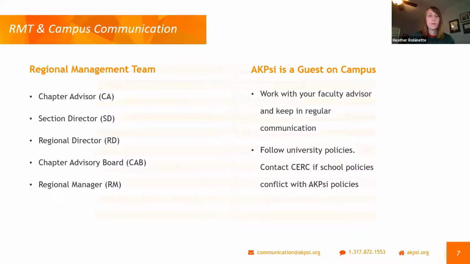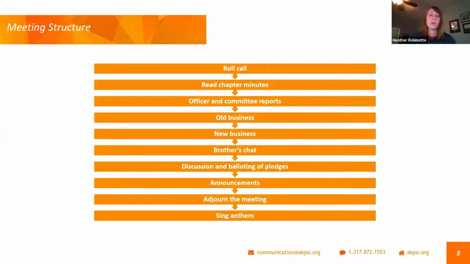Next up, we are going to talk about the meeting structure. So earlier we talked about the meeting minutes, and this will go hand in hand with that as far as what a meeting should look like. So first off would be roll call, or essentially taking attendance of some kind, just so you are able to record everyone who is present at that meeting.